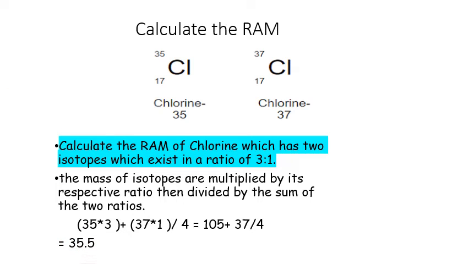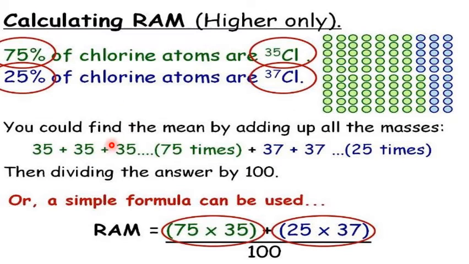Okay. So now we're going to calculate the RAM again, but this time they give us percentages instead of the ratios. We have a formula for that. The same formula that you would have used for the ratio, you're going to use again. The only thing is, instead of multiplying the mass by the ratio, we're going to multiply the mass by the percentage.